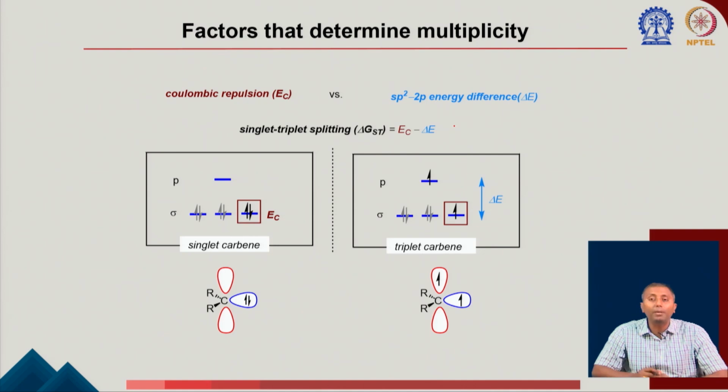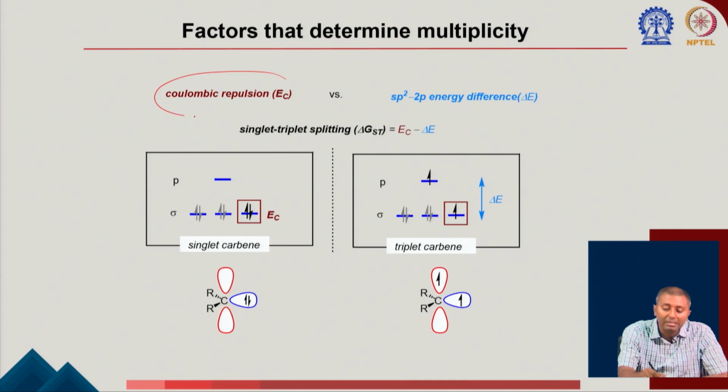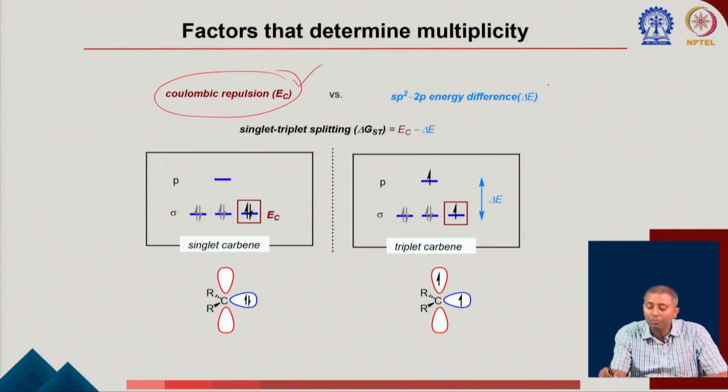Now I am going to talk about the factors that determine the multiplicity. We have learned that if you have CCl2, we are talking about a singlet, and if you have CHPh, I am talking about a triplet. But is that all, or is there something else we can learn, so we can understand why something is a triplet and why some carbenes are singlet? Here we are going to learn about 2 important things. One is the Coulombic repulsion, or EC, and the other is the sp to 2p energy difference.